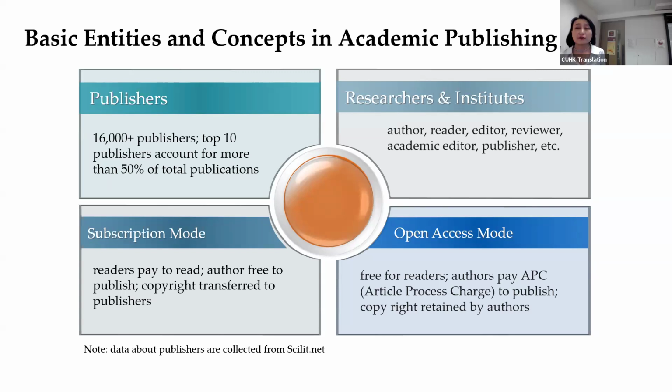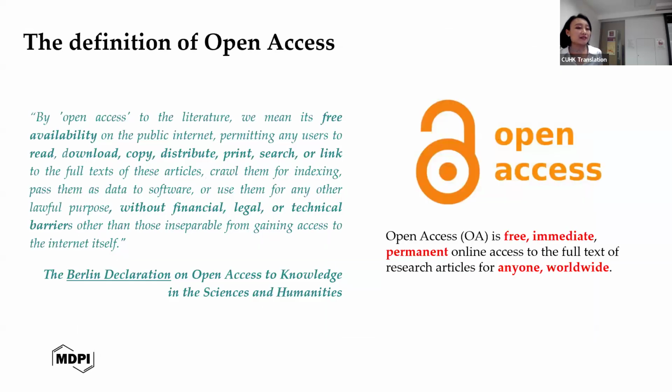So anybody can read your paper for free, but the authors should pay the APC, which means article processing charge, to get the paper published. But the copyright in this mode will be retained by the authors, so the authors can freely cite their own papers and reuse their data in their other publications. And here is the definition of open access from the Berlin Declaration on Open Access to Knowledge in the Sciences and Humanities. As I just mentioned, open access is free and available to the public. So any user can read it, download it, copy, distribute, print, search, or link to the full text without any restriction.